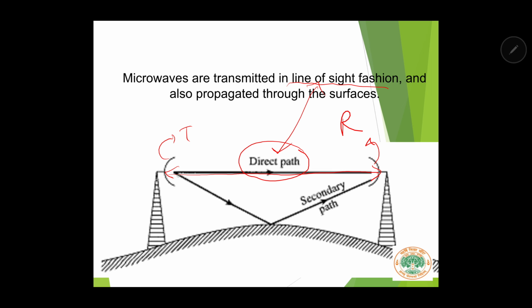And if the signal goes from the transmitter to the receiver by reflection through different surfaces, then this is known as the secondary path. So this is the secondary path. Let's say this is 1, this is 2. So 1 is the direct path and 2 is the secondary or indirect path.